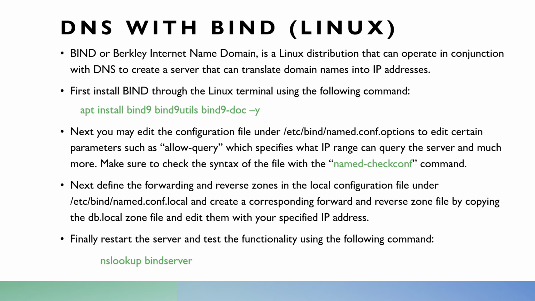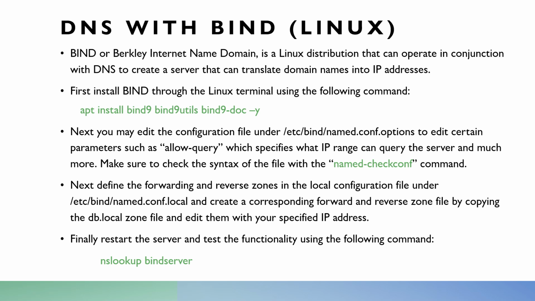The first step is to install BIND through the Linux terminal using the following command: apt install bind9 bind9utils bind9-doc -y. Next, you may edit the configuration file under /etc/bind/named.conf.options to edit certain parameters such as allow-query, which specifies what IP range can query the server, and much more. Make sure to check the syntax of the file with the named-checkconf command.